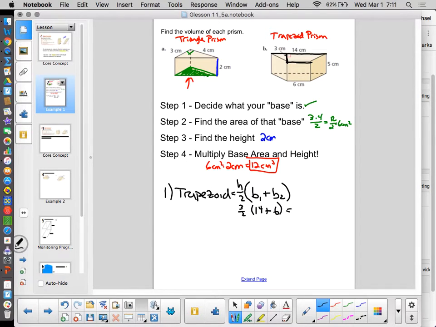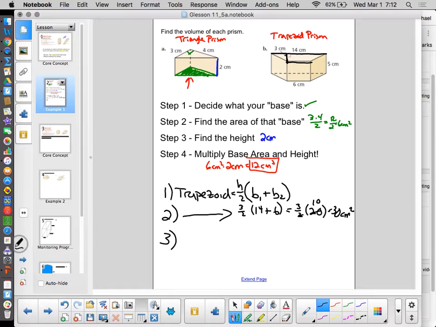And I just do the math on that. That's 3 halves times 20. And that reduces, so it's 30 centimeters squared. So there's step 1 and step 2. You might want to jot down this formula if you don't remember. I'm going to try to get a podcast created that actually reviews basic area formulas. So do be sure to look for that in the resources in Schoology if you're having difficulty remembering basic area formulas for different shapes.